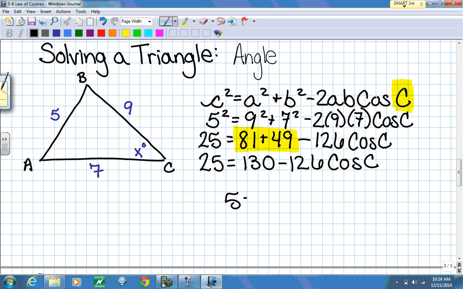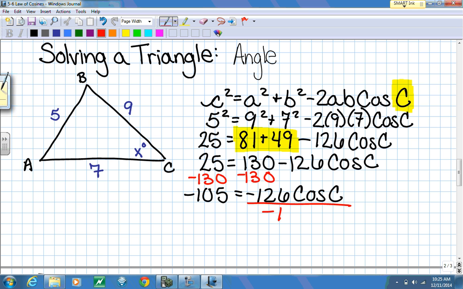If I had 5 is equal to 13 minus 12x, my next step would be to subtract 13 from both sides. Here we're going to be subtracting 130 from both sides. So 25 subtract 130 is going to give me negative 105, and that's equal to negative 126 times the cosine of angle C. Next, to get cosine C by itself, I'm going to divide both sides by negative 126.